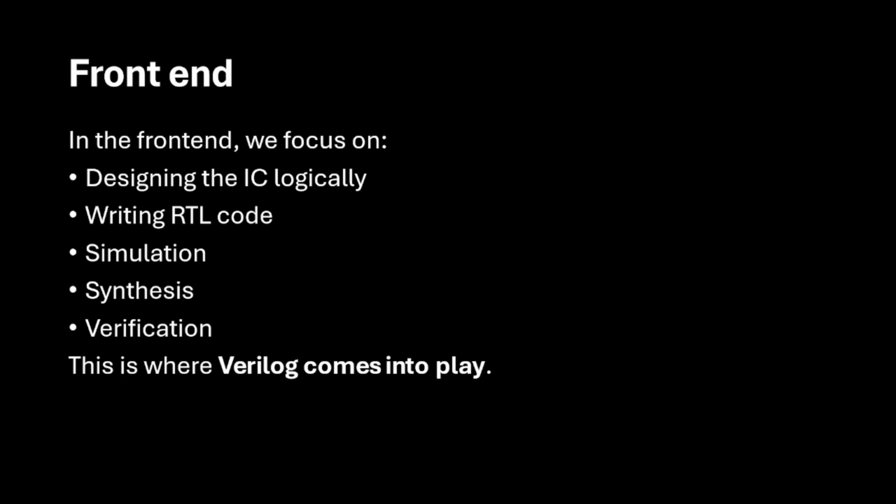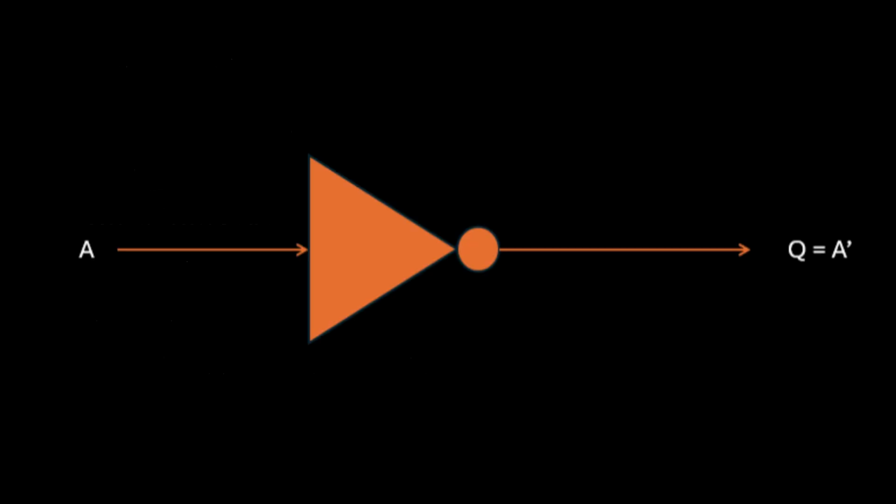So for example, if you want to design a NOT gate, in front end, you simply write the Verilog code that describes the behavior of the NOT gate. So we use things like wires, registers, and so on. So you're still designing the IC, but at an abstract level using code instead of physical layers. So this is where the backend comes into the picture.